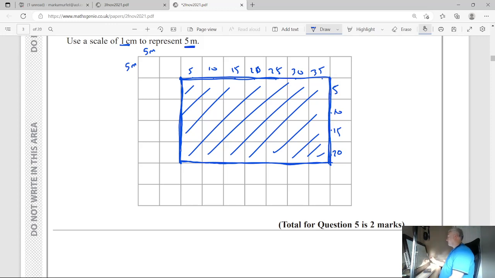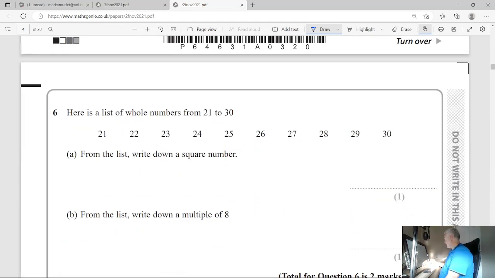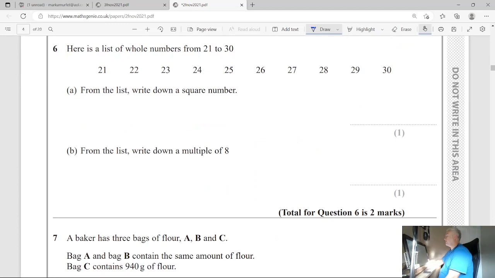Okay, so, next question. So question 6. Here is a list of whole numbers from 21 to 30. From the list of whole numbers, write down a square number. So I've got 1 squared equals 1, 2 squared equals 4, 3 squared equals 9. And as I've said, always come back to your calculator. So if you're unsure of any of this, 1 squared, 1. Right, we've got 3 squared, so let's do 4 squared. All we're doing is writing down what we put in the calculator.